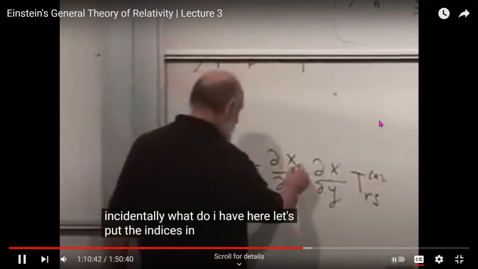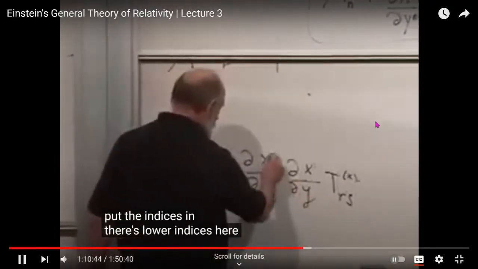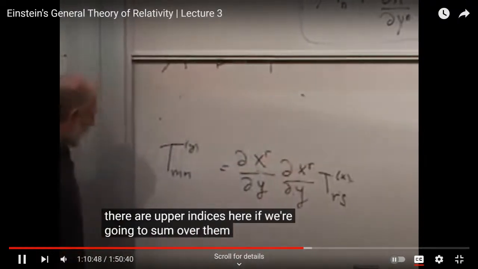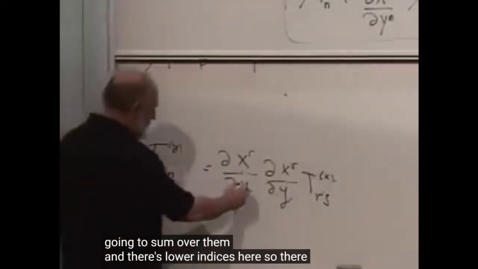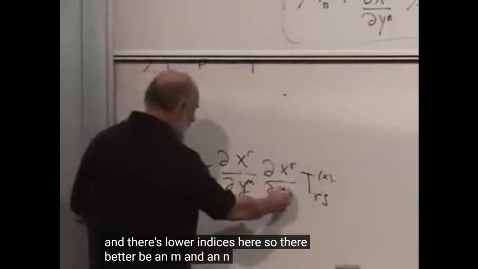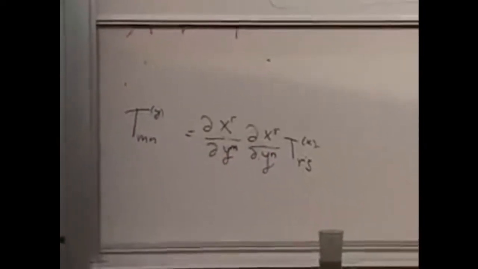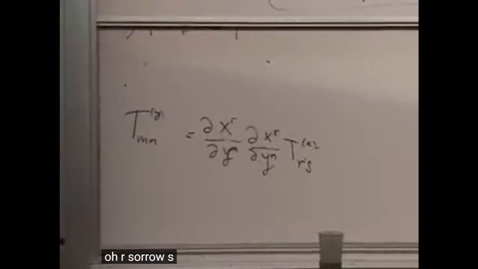Incidentally, what do I have here? Let's put the indices in. There's lower indices here. Better mean there are upper indices here if we're going to sum over them. And there's lower indices here, so there better be an m and an n. It's R and S. Oh, R and S. Thank you.